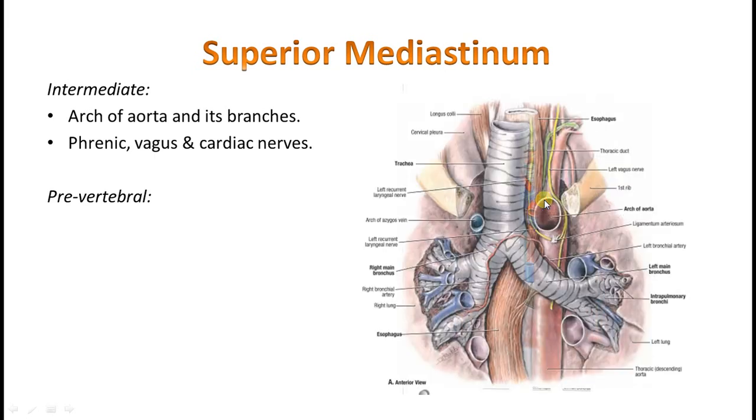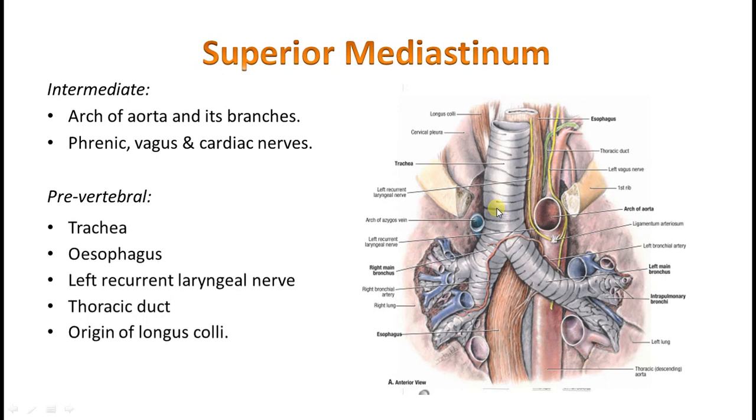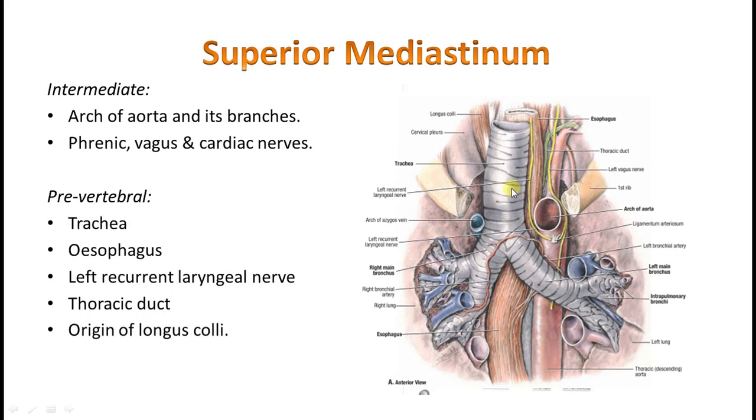Now the prevertebral structures. We have removed the retrosternal structures and then we removed the intermediate structures. The posterior-most, what you see here, is the prevertebral structures. So the arch of aorta has been removed along with its branches. You come across the trachea. Behind the trachea you see the esophagus. Trachea and esophagus are the two important structures you come across. In the groove between the trachea and the esophagus, you see the left recurrent laryngeal nerve.